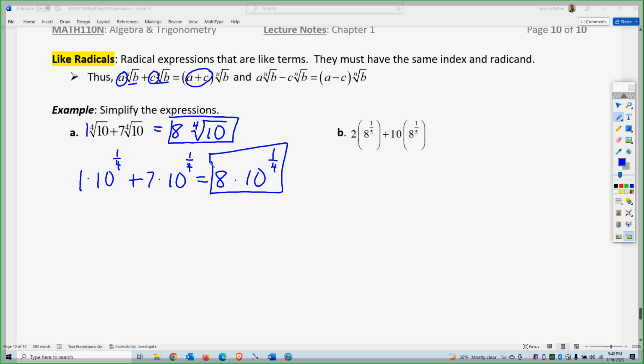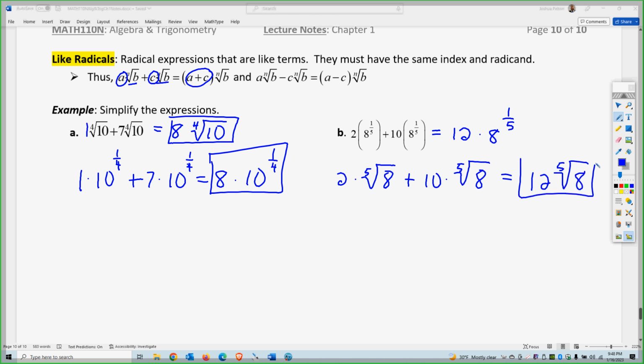Okay. So likewise, if I gave it originally in the radical or the exponent form, these are in fact like terms. This is 12 times 8 to the 1/5. Or if I rewrite the problem, this is 2 times the 5th root of 8 plus 10 times the 5th root of 8, which 10 and 2 give me 12 5th roots of 8. So those are equivalent, right?